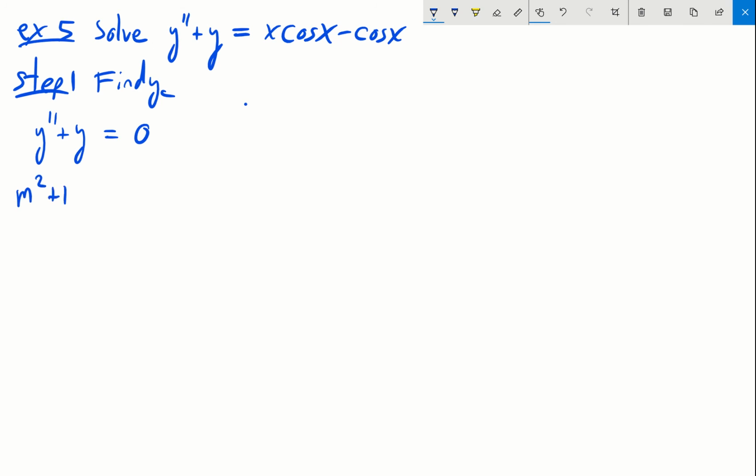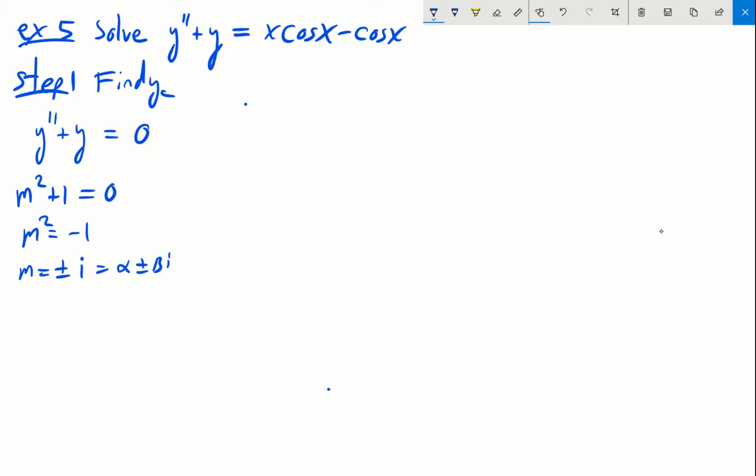We get the auxiliary equation m squared plus 1 equals 0. Take the negative 1 to the other side, take the square root. We're going to come up with m equals plus or minus i. So it's a complex solution.